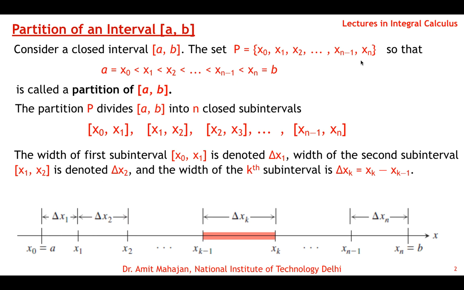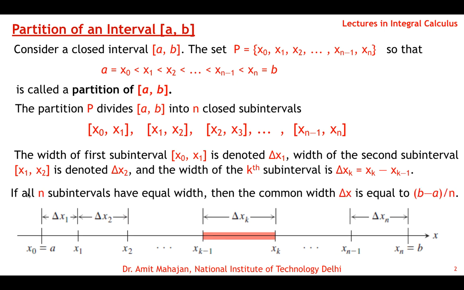The partition can be done in any way, and based on where the points are, these subinterval widths can vary. And if we choose the partition to be such that the subinterval widths are the same, that means if we choose delta x1 equals delta x2 equals delta xk equals delta xn, then you can easily see that they are n in number. So their sum will be n times delta x, which will be equal to the total width from a to b, which is b minus a.